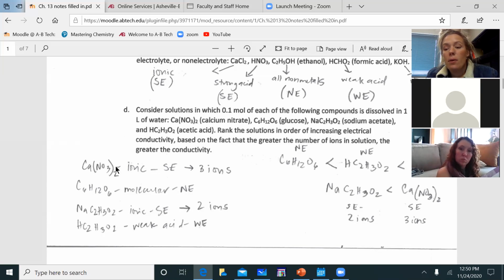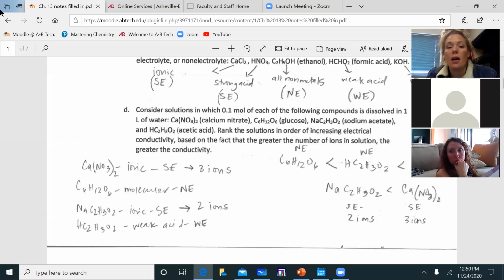This guy here is a little bit more effective. I have 2 calciums, and then this is a nitrate. So we keep the nitrate together, but notice I have 2 nitrates. So every time I break this molecule up, I'm going to get a calcium and 2 nitrates, or a total of 3 ions. 3 ions is going to be more effective at electrical conductivity than 2 ions.